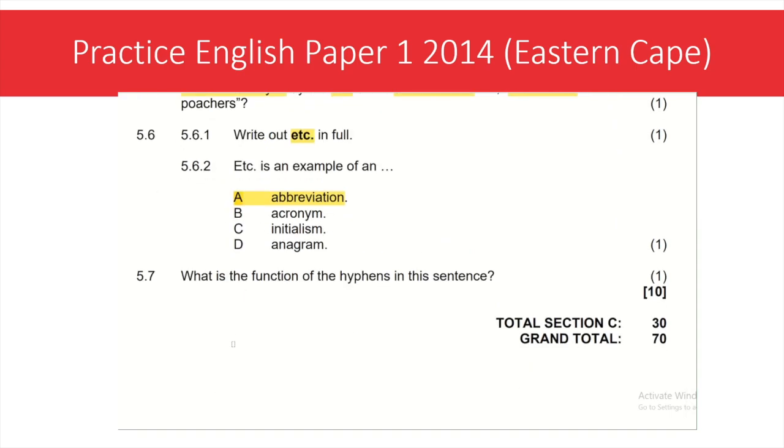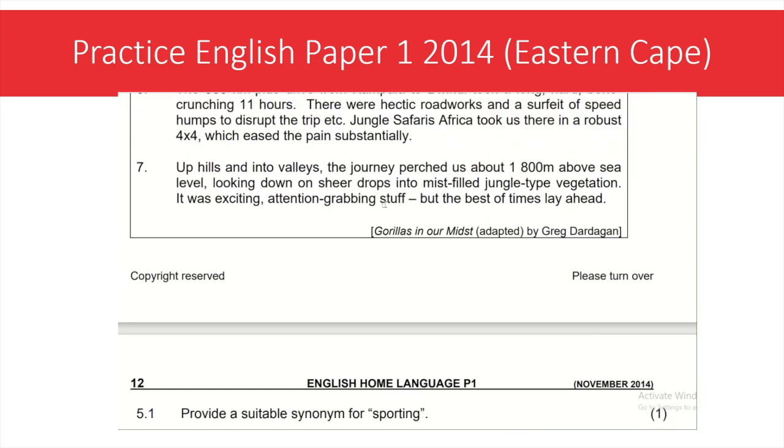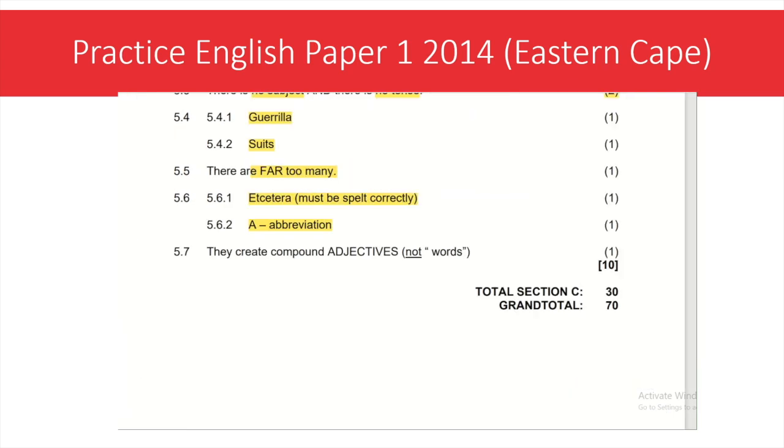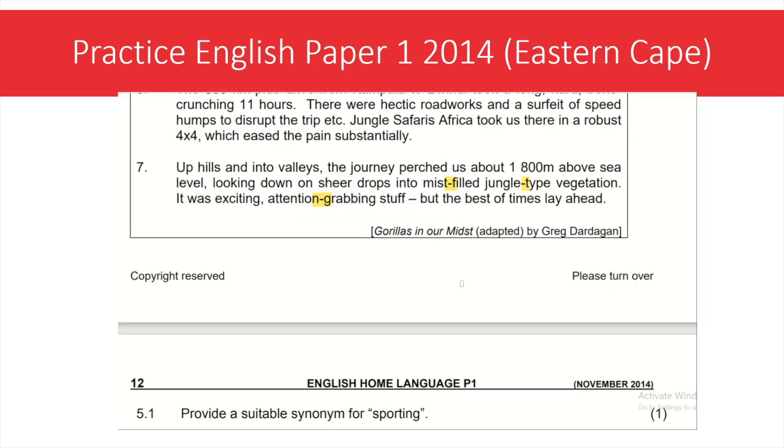Then the last question, what is the function of the hyphens in this sentence? So you need to know the function of a hyphen, grade 11s. Let's have a look at the sentence. So we are looking at paragraph 7. We have a hyphen over here: mist-filled, jungle-type, and attention-grabbing. In my opinion, they're joining a couple of words. So it is creating a compound adjective, and these are describing the type of vegetation.